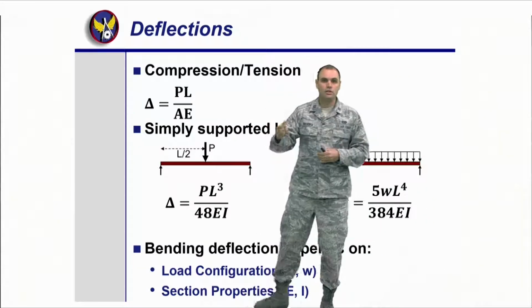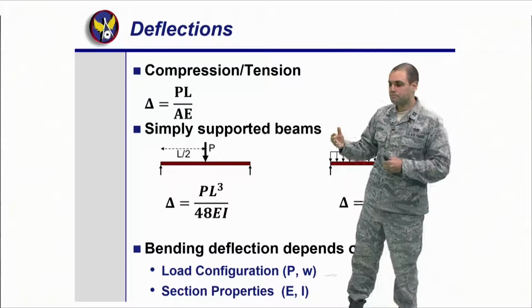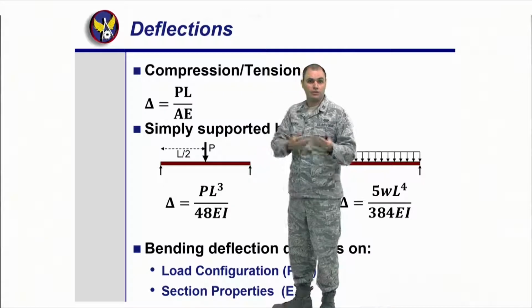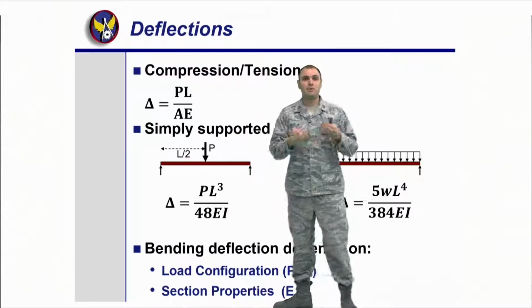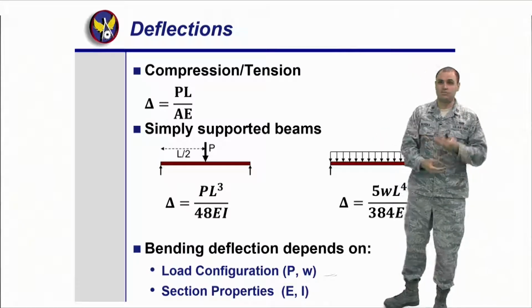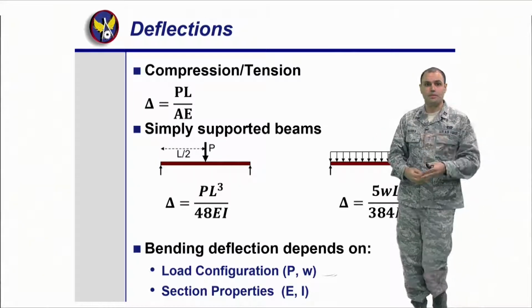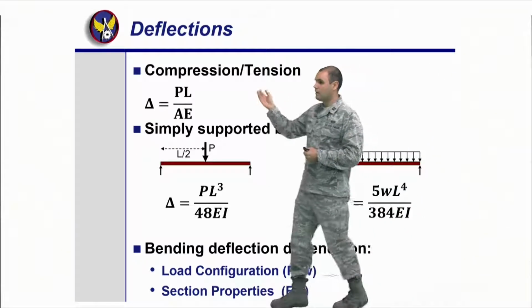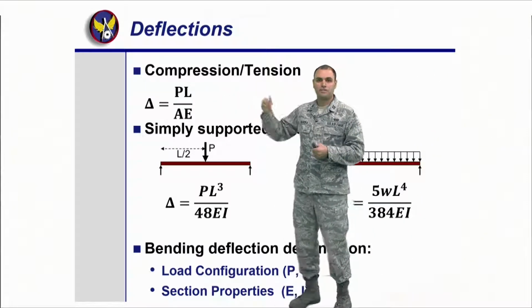PL, P being the load, L being the length of the member, and then AE, if you remember from the beginning, A is the section property, the area, which you can calculate, and E is a material property, the modulus of elasticity, right? You're going to get it based on the material. Is it concrete? Is it steel? Is it wood? Is it masonry, right? What do I have? So you need all those combinations so you can properly calculate that delta. And this is just for compression and tension.